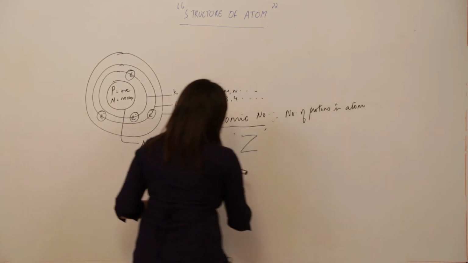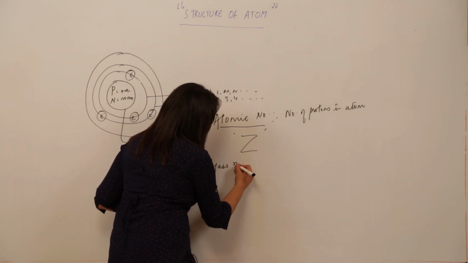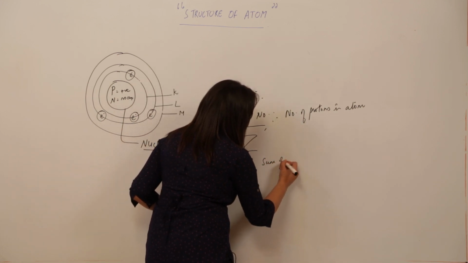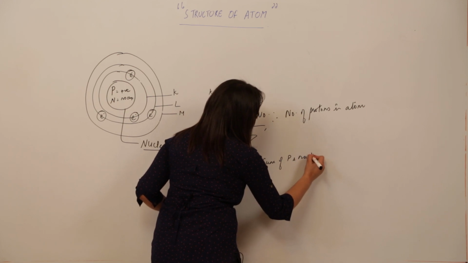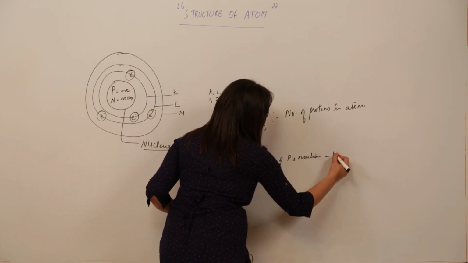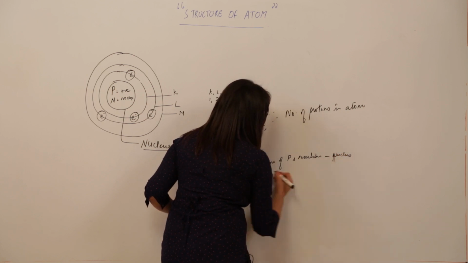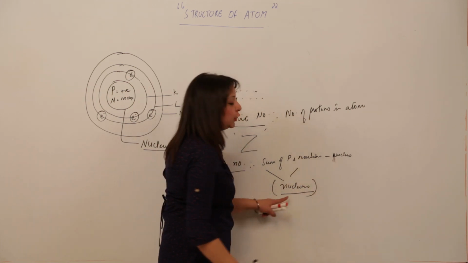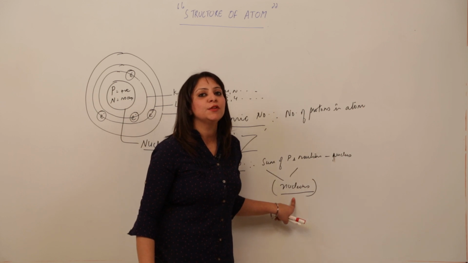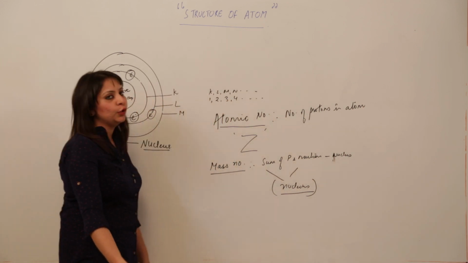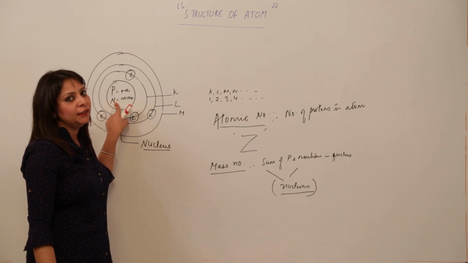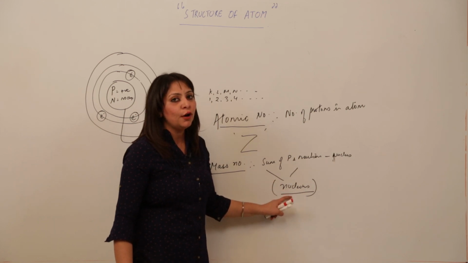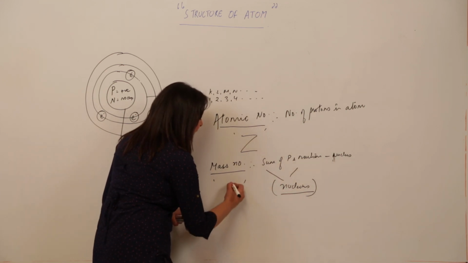The other term used to describe an atom is mass number. Mass number is the sum of protons and neutrons present in the nucleus, or we can say it is equal to the number of nucleons in the nucleus. Nucleons are the particles present in the nucleus, and as Bohr already told us, there are only protons and neutrons in the nucleus. So it is the sum of protons and neutrons, or the number of nucleons. It is abbreviated as A.